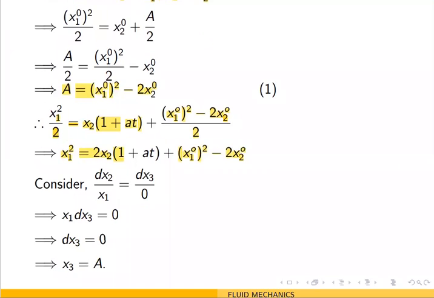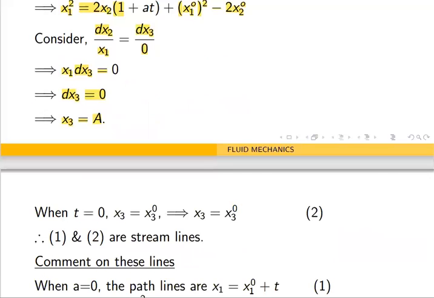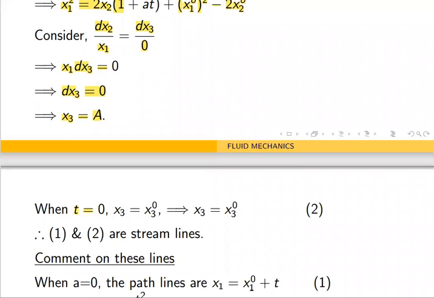Now consider the other two relations. Equate dx2 by x1 equal to dx3 by 0. Equate these two ratios now. Cross multiply. We get x1 dx3 equal to 0, or dx3 equal to 0. Integrating, x3 equal to constant. How do you find this constant? Using the initial condition, when t is 0, x3 is x3 naught. Therefore, that constant a is x3 naught. So put that here. We get x3 is equal to x3 naught. That's our 1 and 2, nothing but the streamlines.